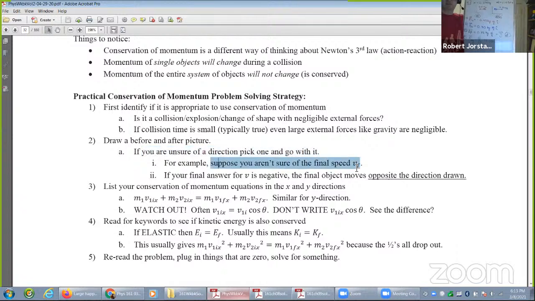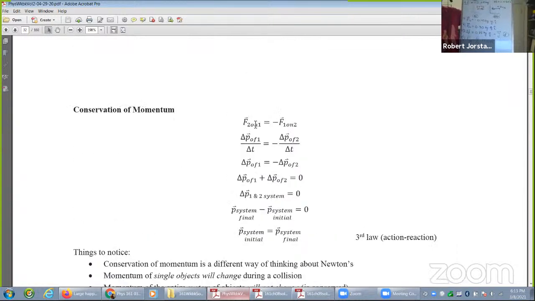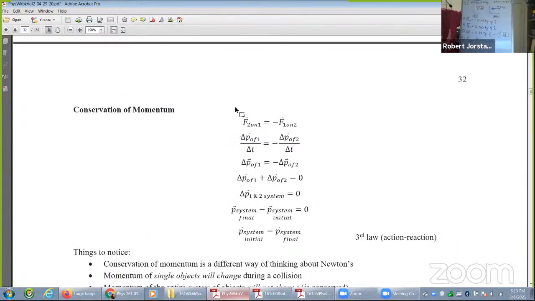Like this, suppose you weren't sure which direction it should be moving in the final picture. If the final answer is negative, it moves opposite the direction you drew. More on that in a bit. Here are the conservation of momentum equations. Plug it in and do something. So just remember that this page is here. Page 32 gives you some ideas of how to do conservation of momentum problems. Great.